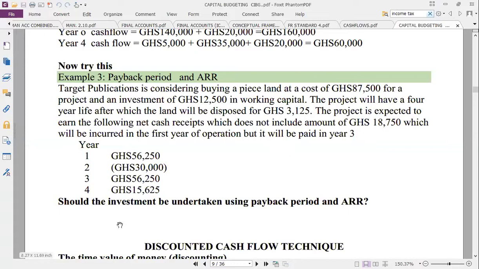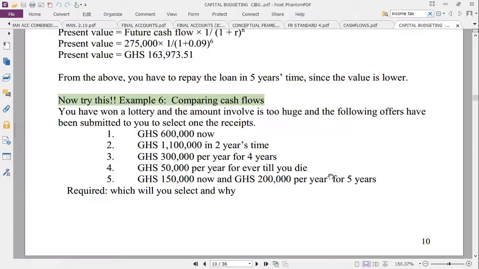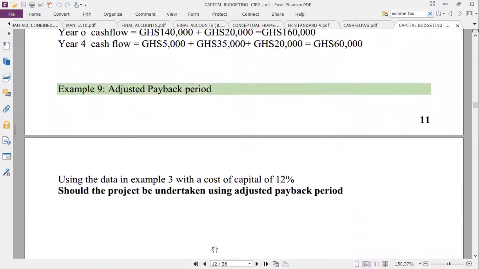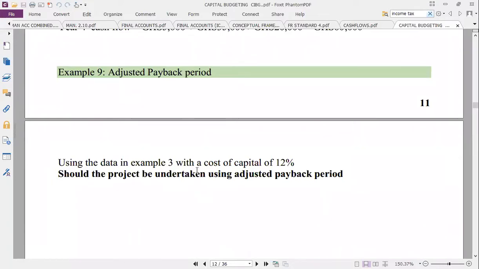The question requires: should the investment be undertaken using payback, adjusted payback period and the accounting rate of return, if the cost of capital is 12%? That question is in example 9. If you go to example 9, it's here. So I use the data in example 3 with a cost of capital of 12%. Should the project be undertaken using adjusted payback period? So we are doing all together, three requirements.